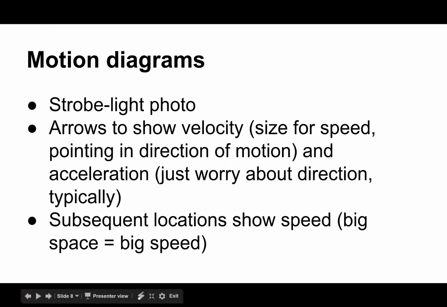We think of these as being a photo that we took using a strobe light. So a strobe light has a regular pattern of flashes. So every time the light comes on, we see where that object is and get some information.